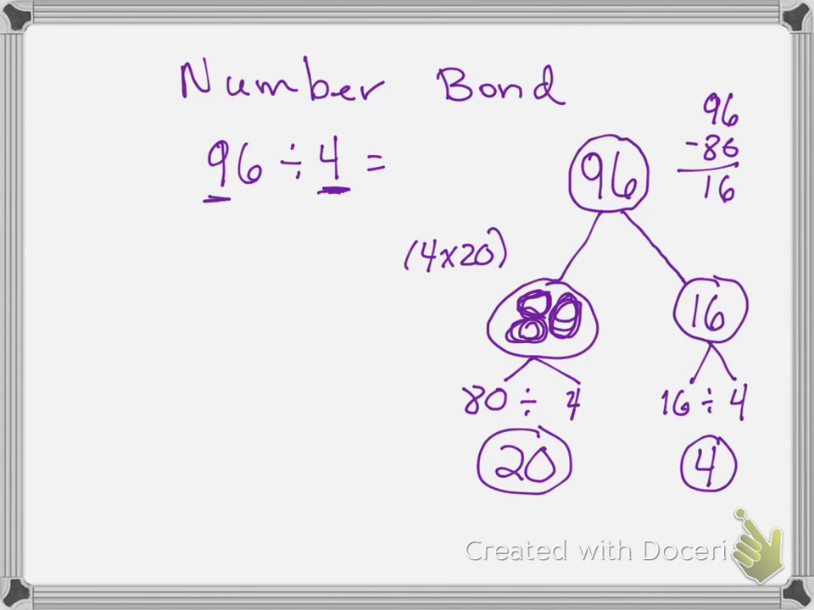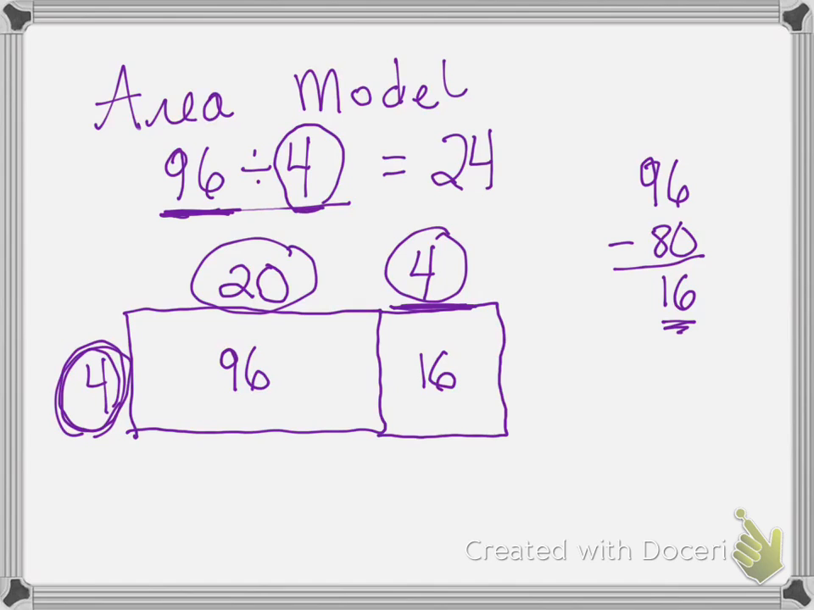So now we need to add up our two numbers over here, and we get an answer of 24 from our number bond. So 96 divided by 4 is 24. Just like we did in the previous slide with our area model, we got 24.